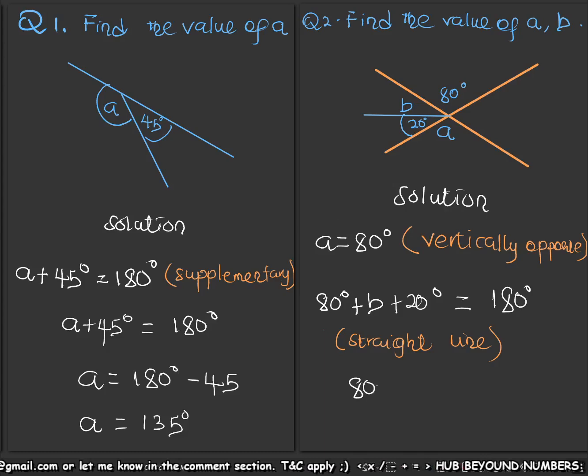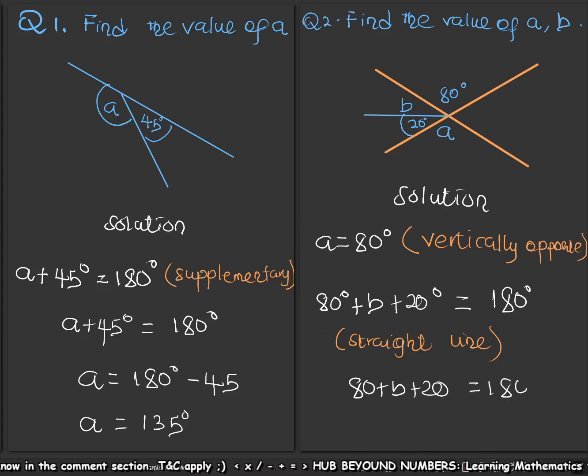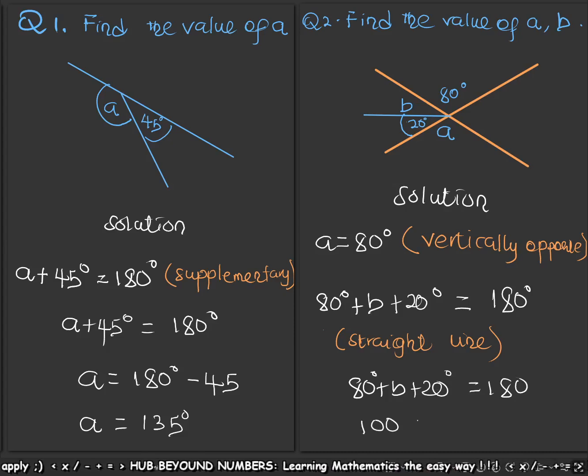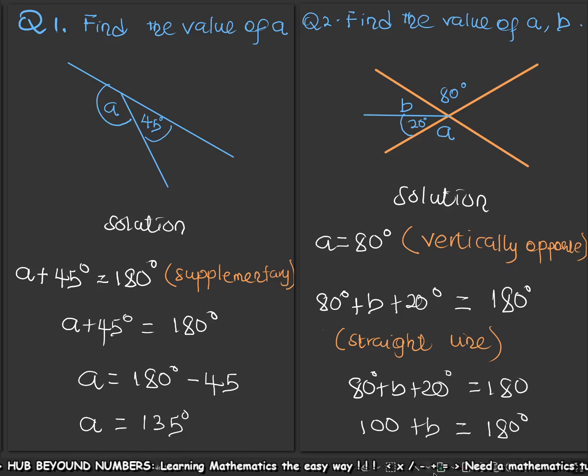So our 80 plus B plus 20 is giving us 180. And making our B the subject, we can say we have 80 plus 20, which gives us 100. So 100 plus B is equal to 180 degrees.